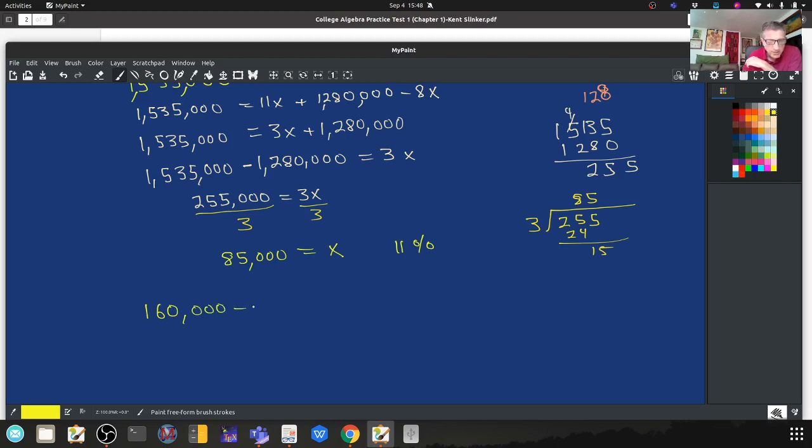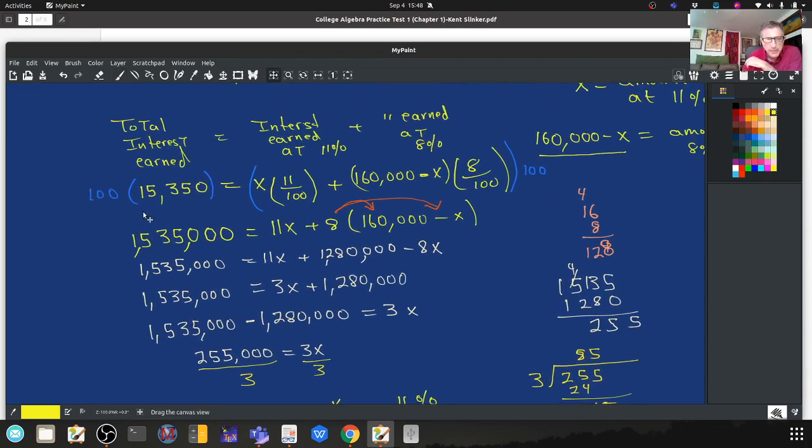160,000 minus x, which is 160,000 minus 85,000, which turns out to be 75,000. So at 8%. And if he does so, after a year he will have a total amount of $15,350. It's a lot of interest after 1 year, but you know, who has $160,000 to invest? But it does show you that, and who's going to get an interest rate of 11% and an interest rate of 8%.